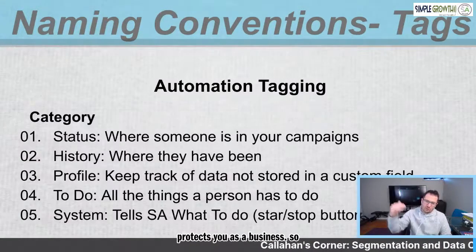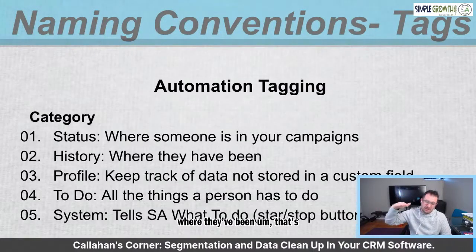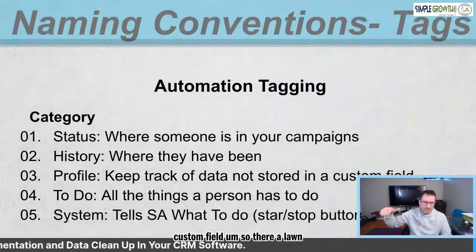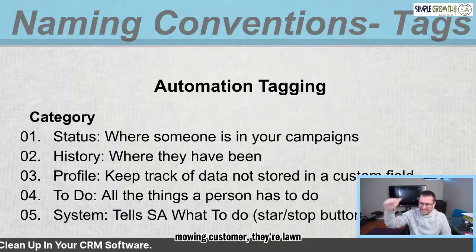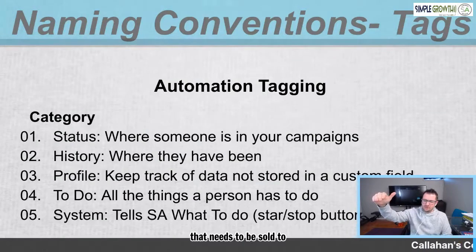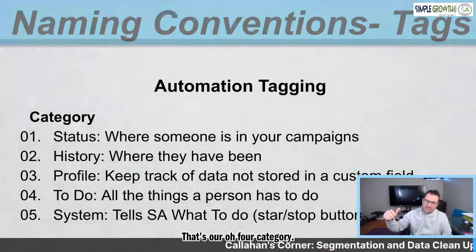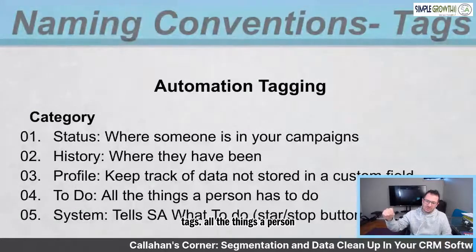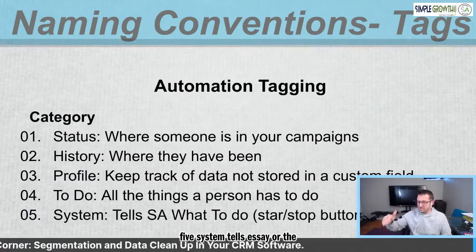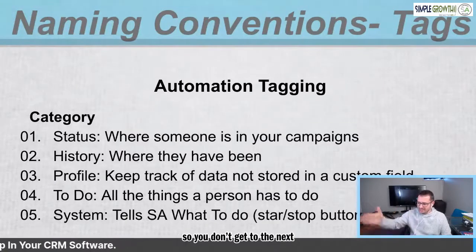So we're going to create our automation tags, the status where they're at, the history where they've last been. That's our audit trail. Profile keeps track of all the data not stored in a custom field. So they're a lawn mowing customer. They're a lawn mowing canceled customer. They're a lawn mowing customer that needs to be upsold to fertilization and weed control. To do, or basically a ticket. That's our 04 category of tags. All the things a person has to do that we can create accountability around. And 05 system tells SA or the automation platform when to start and stop the automation plays with the rules behind it. So you don't get to the next stop without that ticket.